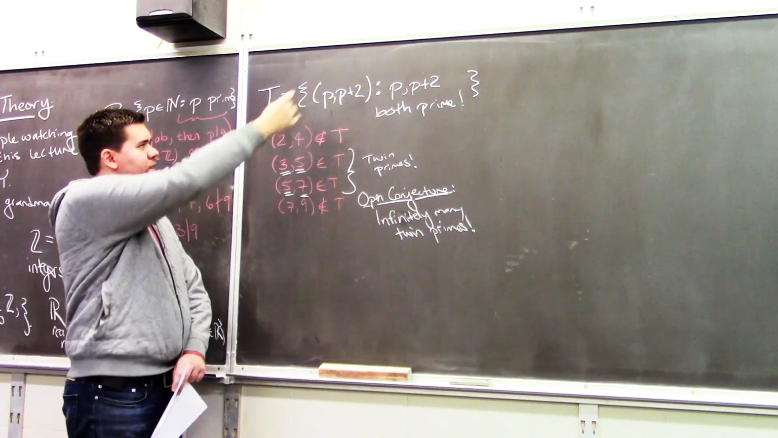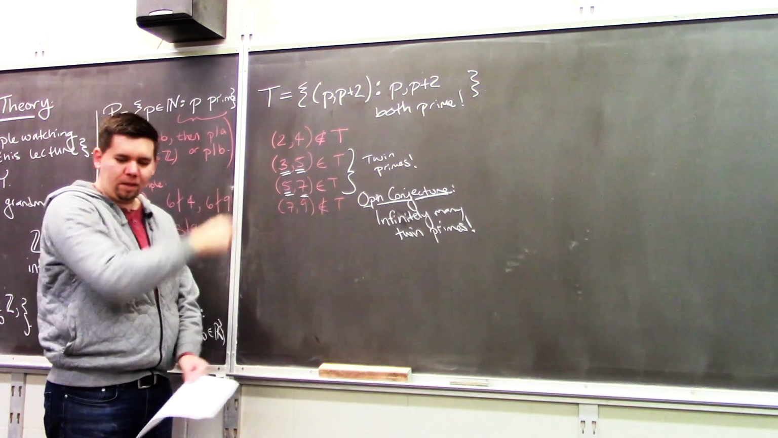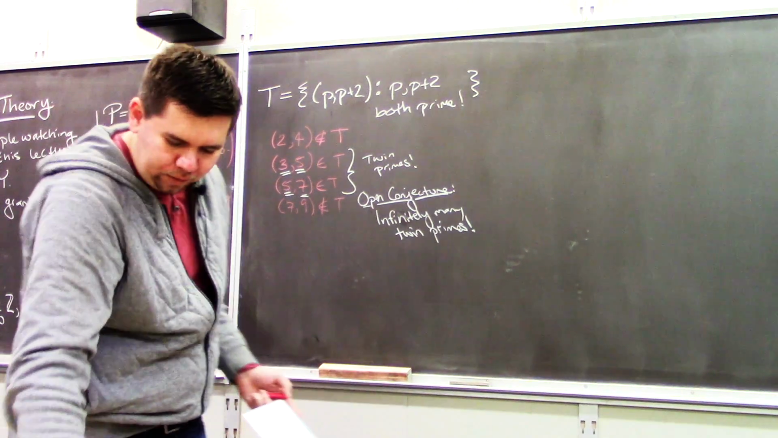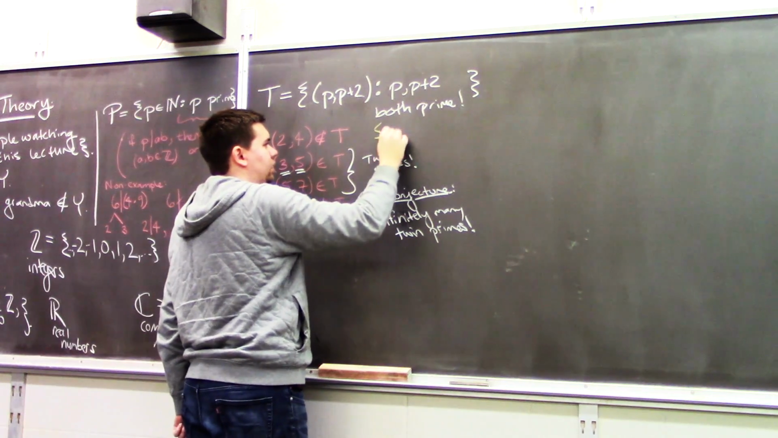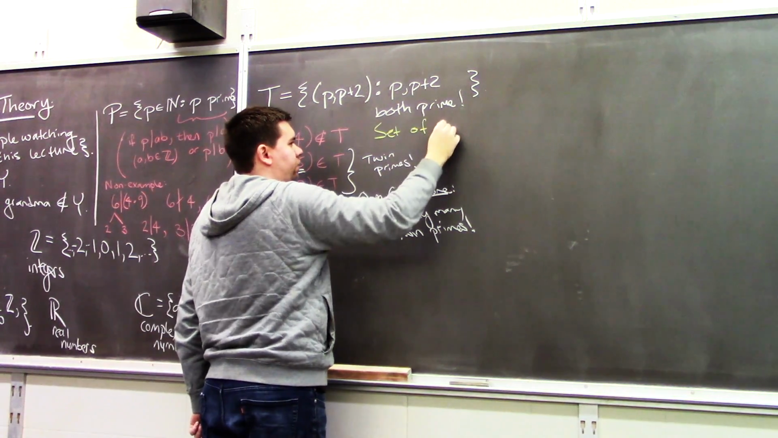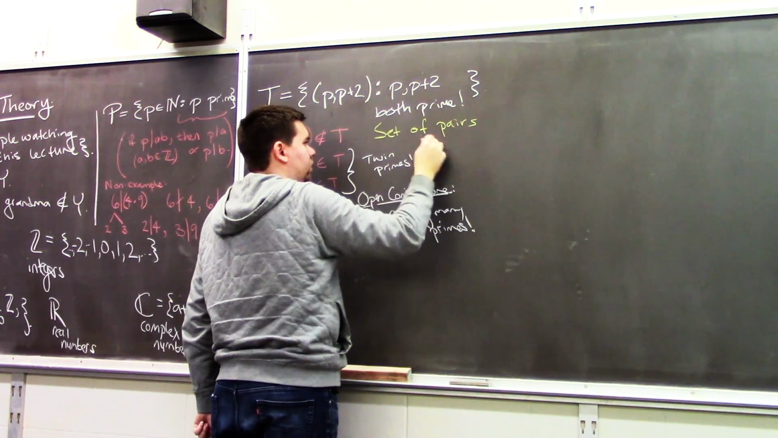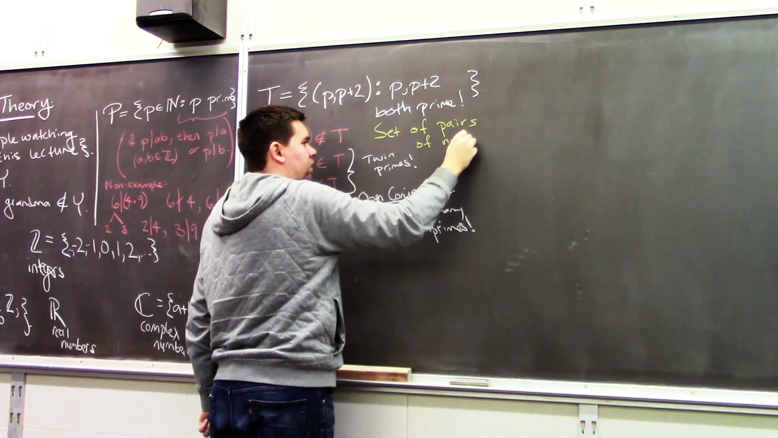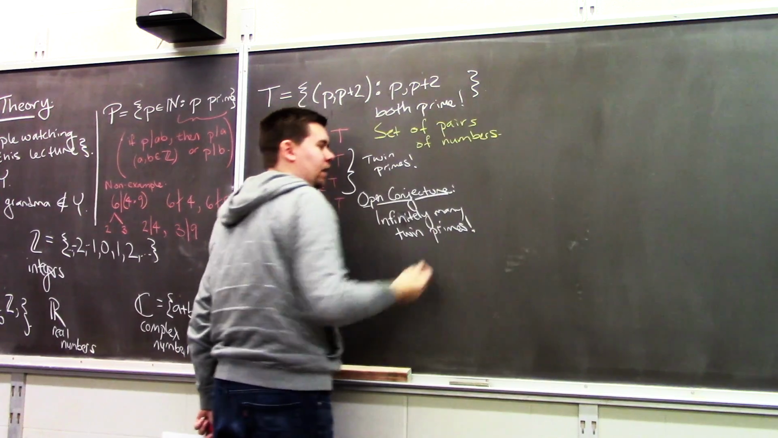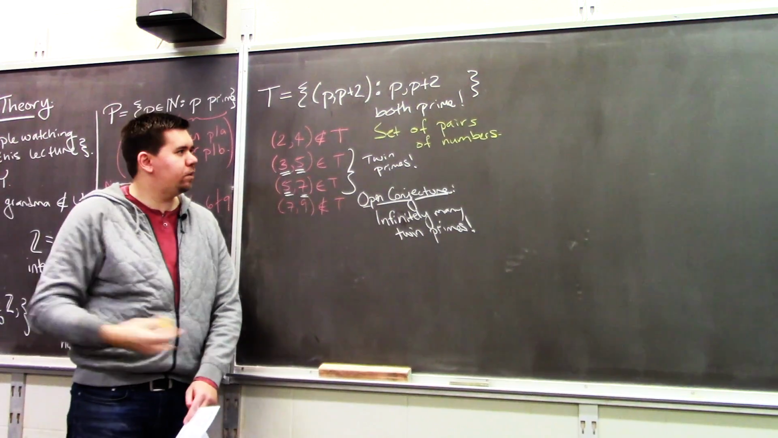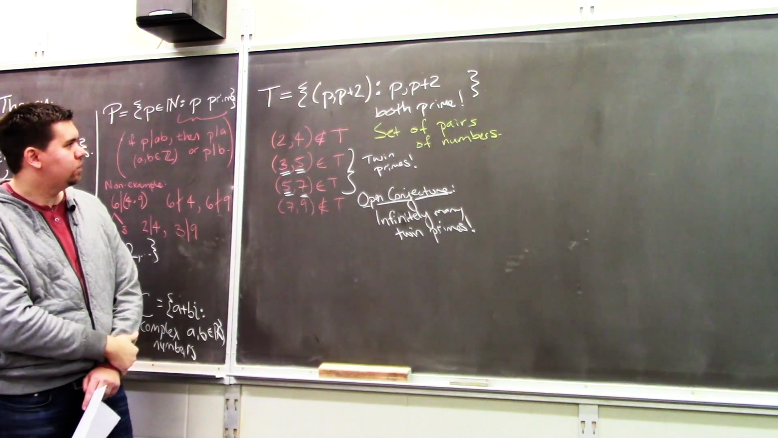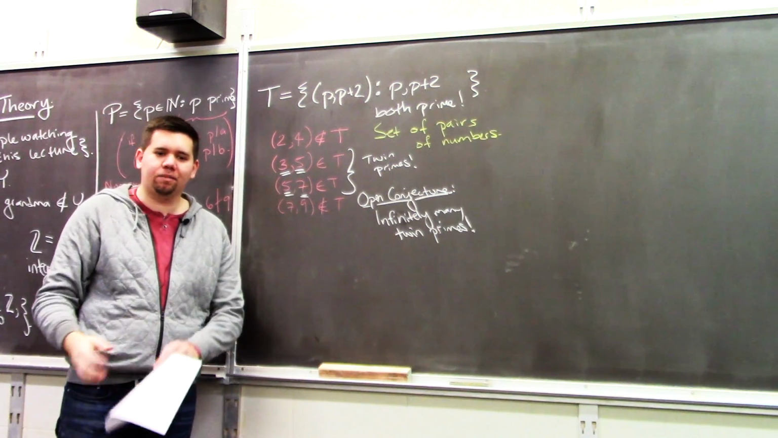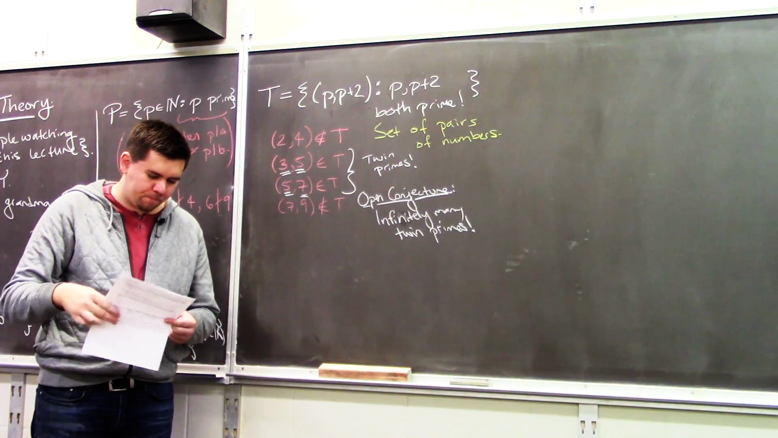But this is just another example of a set. The significant thing to say about this set is that this is not a set of numbers, this is a set of pairs of numbers. Just like you can have a set of people or sets of numbers, here we can have a set of pairs of numbers. So sets can contain all kinds of things. I'm trying to give you a sampling of different kinds of sets. Okay.